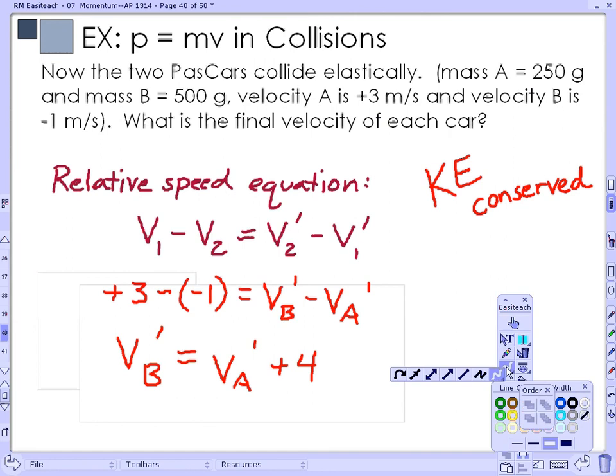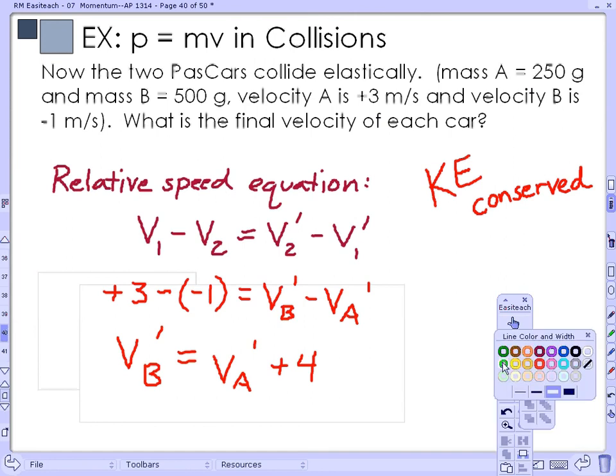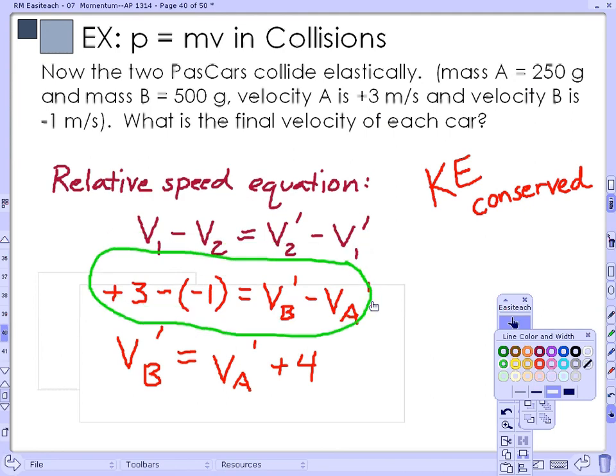Okay, let's go step by step. Here's my relative speed equation. I'm going to plug the numbers in from the problem. But all I have is information about the beginning. Positive 3 for A, negative 1 meter per second for B. If I recall, aren't those the same numbers we used for the last example? But now the only difference is we're saying that the collision is elastic.